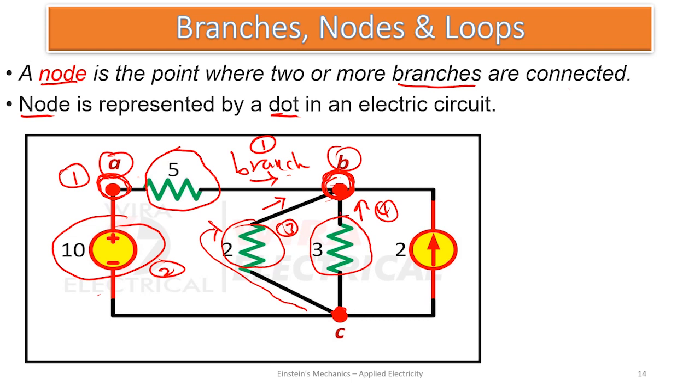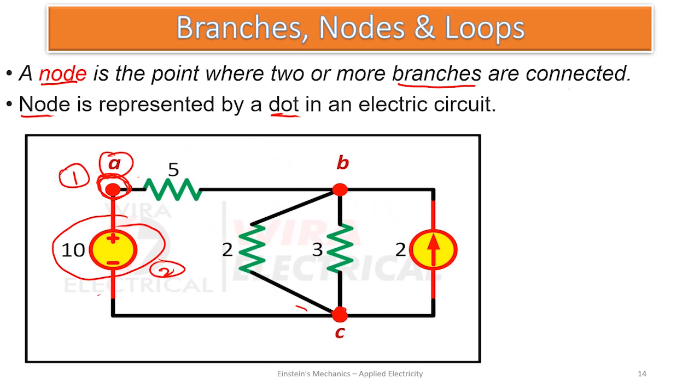Yes. This is a branch. This 5 coming is also a branch. From C to this is also a branch, and they are all meeting at B, making it node B. Maybe the writings are becoming too much. You don't see them.